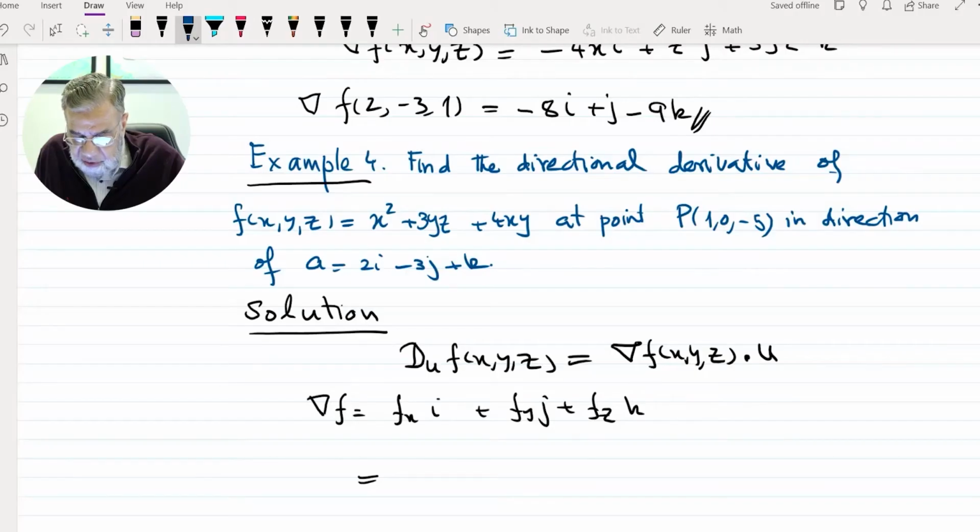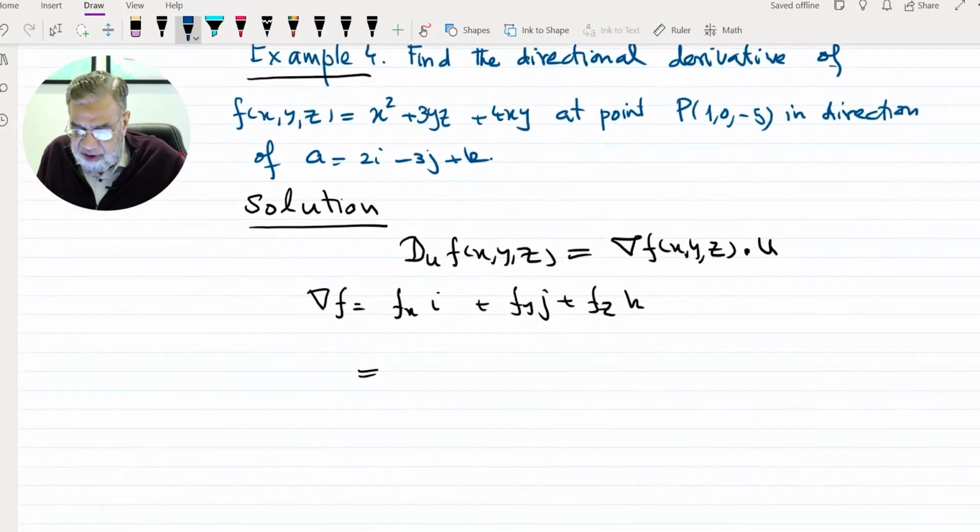So I am going to give you an example for finding the directional derivative of the function, that is f(x,y,z) equal to x squared plus 3yz plus 4xy. So this is my given function, and the point is 1, 0, minus 5, and the direction of the vector a is 2i minus 3j plus k. So we write the formula for the directional derivative. That's equal to the gradient of the function at the point x, y, z dot unit vector u.